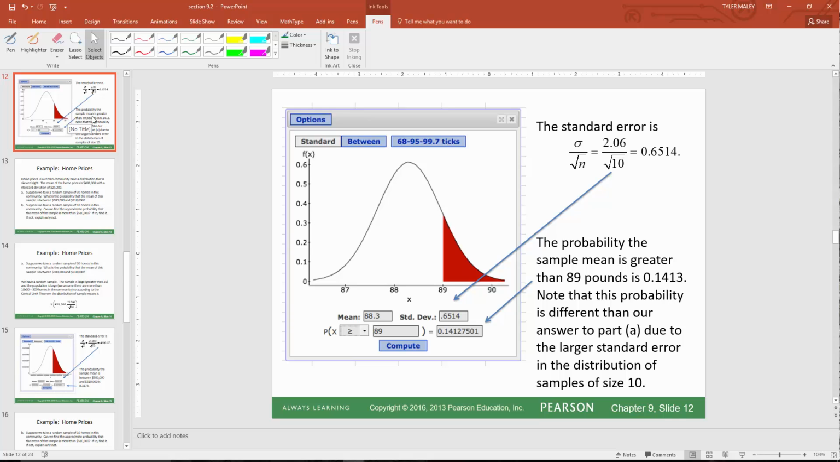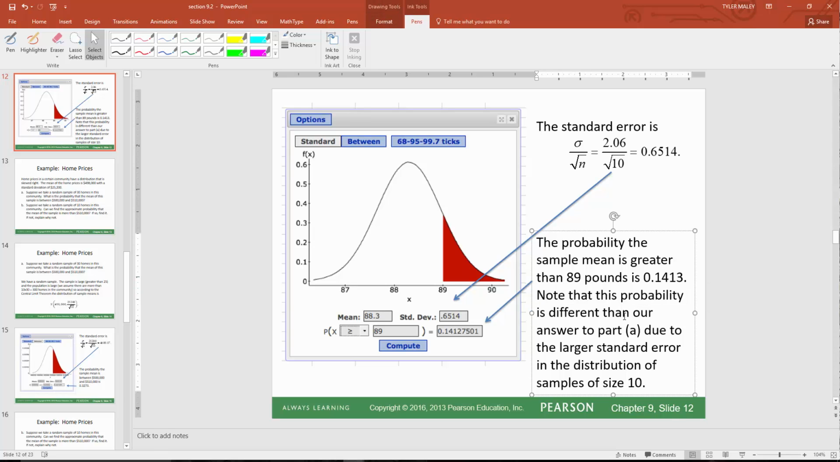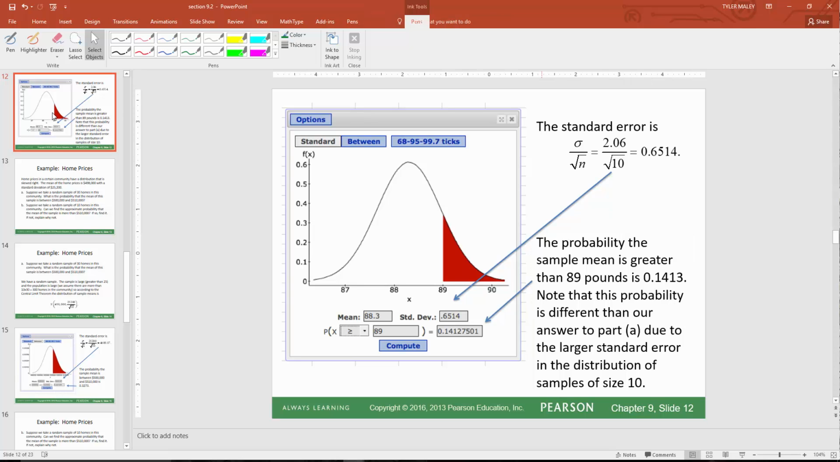Then we plug that in, plug in the mean, plug in my value. I'm checking the probability that x is bigger than or equal to 89, and this is what I get, 0.14. So the probability that the sample mean is greater than 89 pounds is 0.1413. One thing to note here is that this probability is different than in part A because we have a larger standard error in this case with only a sample of 10. So those are some things we have to consider.